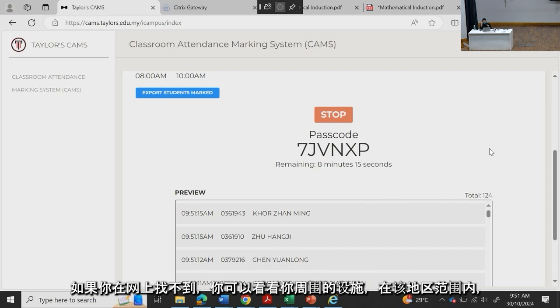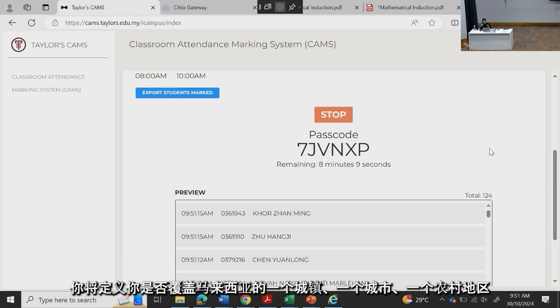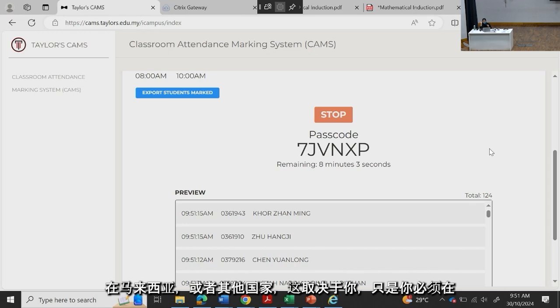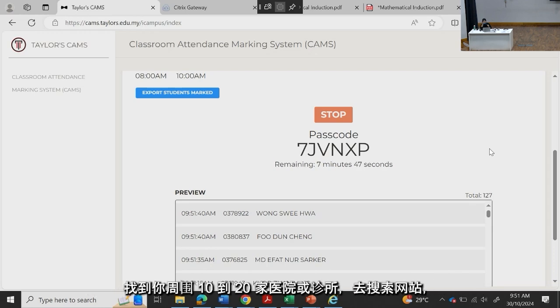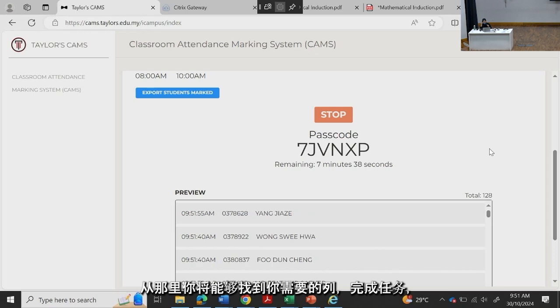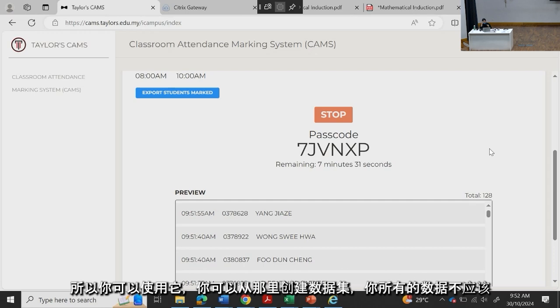If you don't find it online, you can look into those facilities around you in the area scope you will define. Whether you are covering a town, a city, or a rural area in Malaysia, or any other country, it's up to you. Just that you have to define the scope and explain everything in the content. For example, maybe you will find 10 to 20 hospitals or clinics around you. Just go and search for their websites. From there you will be able to find the columns that you need to complete the task. You can create a dataset from there.